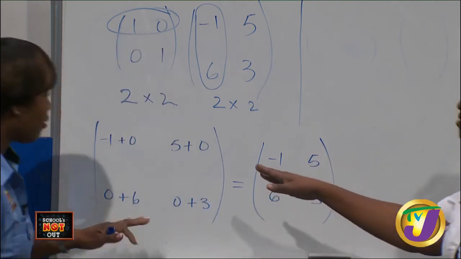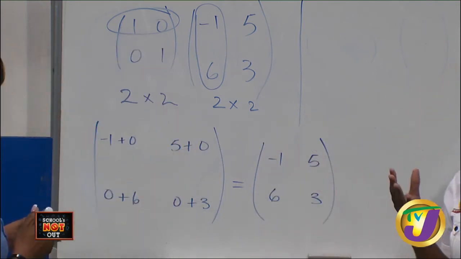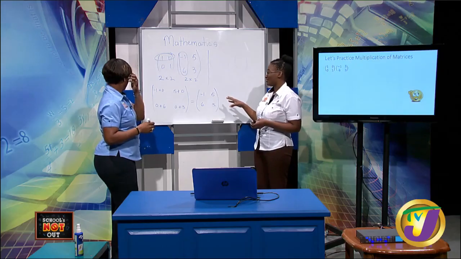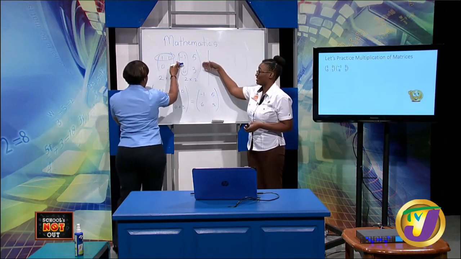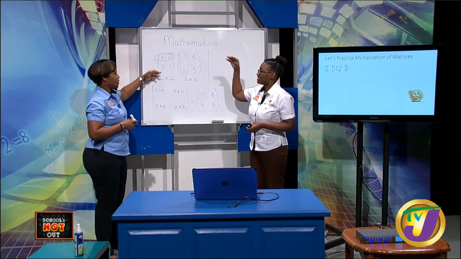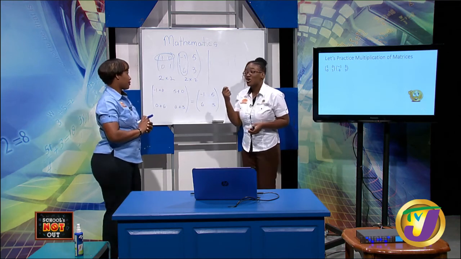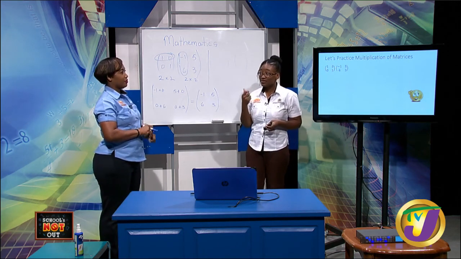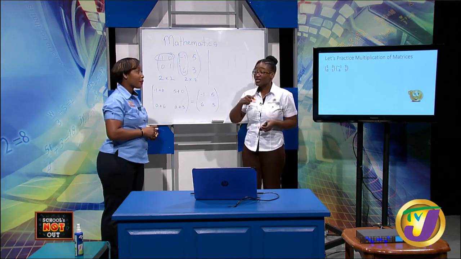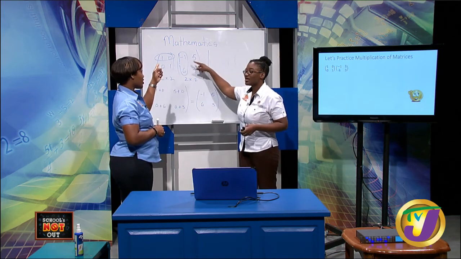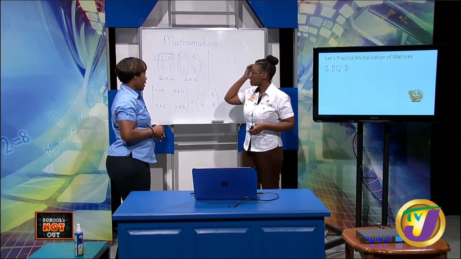Am I right? Yes, you are right. I'm looking at it because I'm noticing that this looks the same as this. So what does it say about this? Well, we would normally learn that whenever you multiply something by its identity, the value is unchanged. So the matrix remained.